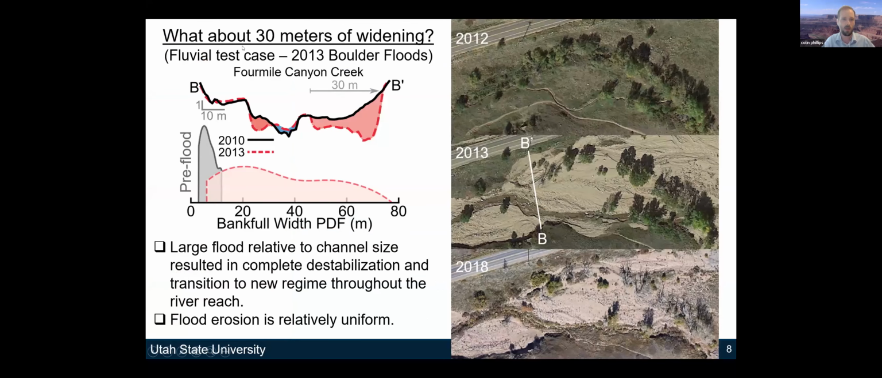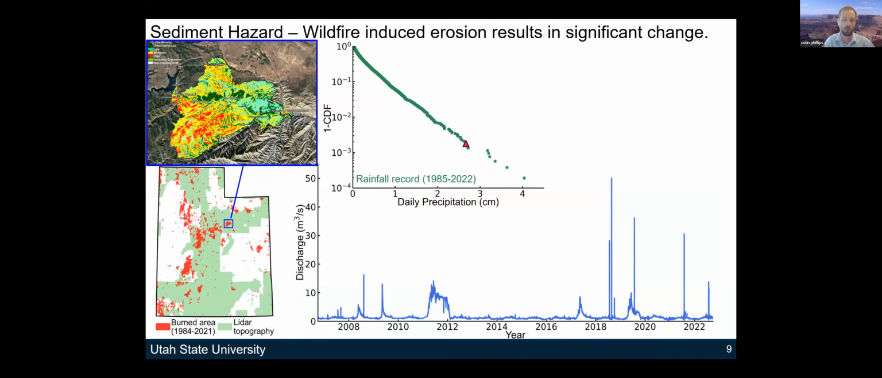So that's one thing we're working on here. Now in this case, right, what about 30 meters of erosion? And here we have a fluvial test case, which is the 2013 Boulder floods. This is Four Mile Canyon Creek. It's only 30 meters, but the channel was only about 10 meters wide at most. And so in this case, it's a huge degree of erosion, right? But one thing we noticed from this flood case is that the flood erosion is relatively uniform throughout the system. Compared to if you go to a wildfire system where you're going to get quite a bit of sediment, we see a very different change.